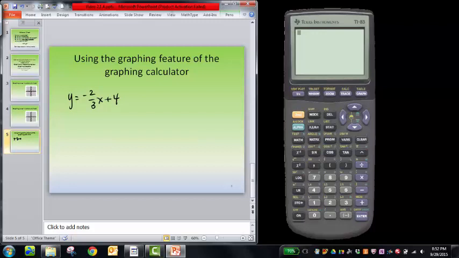Okay, so the first thing we have to do is enter it into y equals. So I've got the y equals button right over here. Okay, and then I'm going to type in negative 2 divided by 3. I'm using the negative sign, not the subtraction sign.